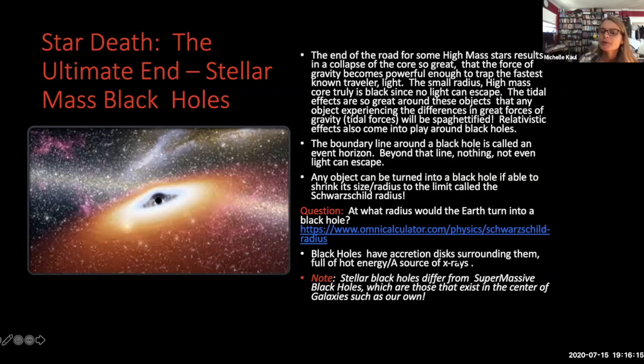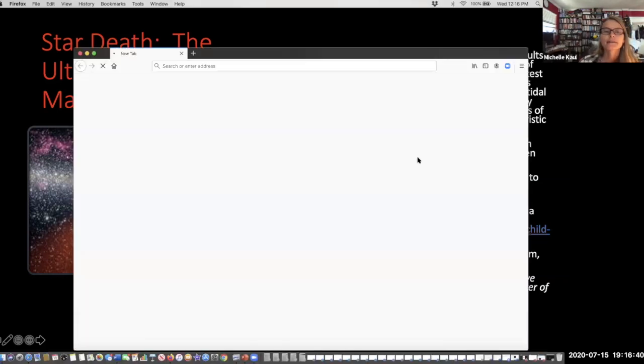Black holes have accretion disks around them, so we have high energy emissions, X-rays here, and that's how we know they're there. One thing to note is we'll look at supermassive black holes, which are different than stellar black holes. Supermassive black holes are the black holes in the center of our galaxies. There are a few other types of black holes out there, but they're the main ones that we refer to in astronomy. So let's see if we can see the black hole calculator here.